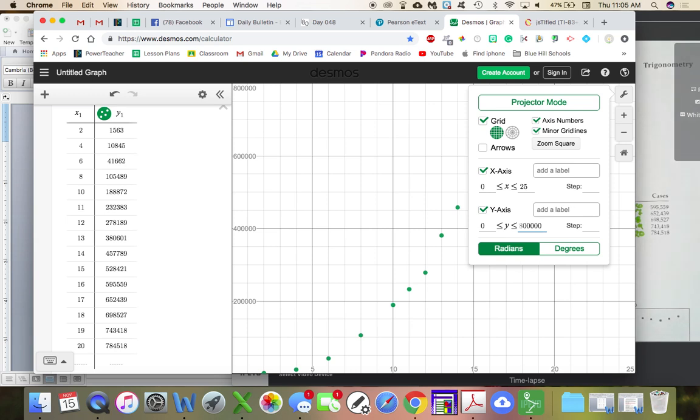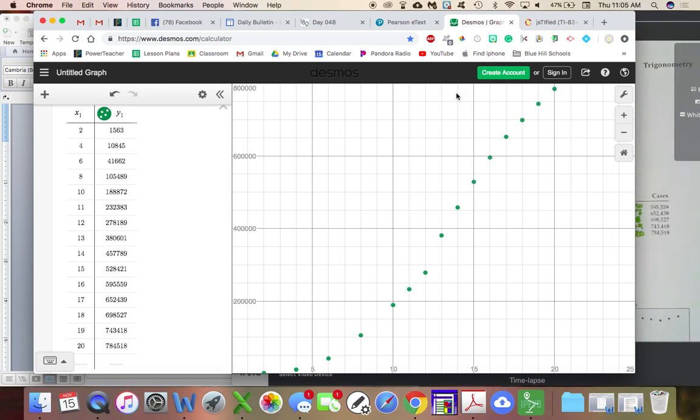Okay, I'm going to close out of this. So this is changing my window. It's a lot easier to change a window on Desmos than it is on your graphing calculator, right? Super nice. Okay, so it maybe looks a little bit linear, but not really.